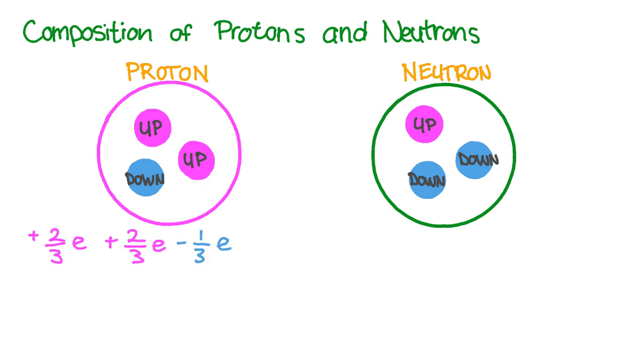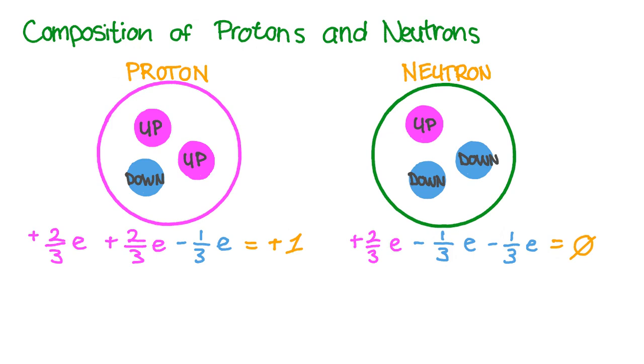The proton is made of 2 up quarks, which each have a charge of positive 2/3 e, and 1 down quark, which has a charge of negative 1/3 e. This gives us a charge of positive 1 for the charge of the proton, which is what we'd expect. If we add up the charges of the up quark and 2 down quarks that make up the neutron, we get 0. Again, what we'd expect for the charge of the neutron.